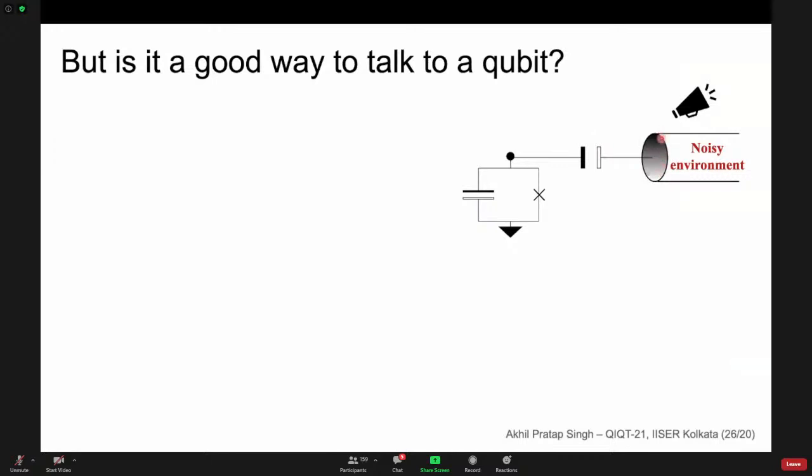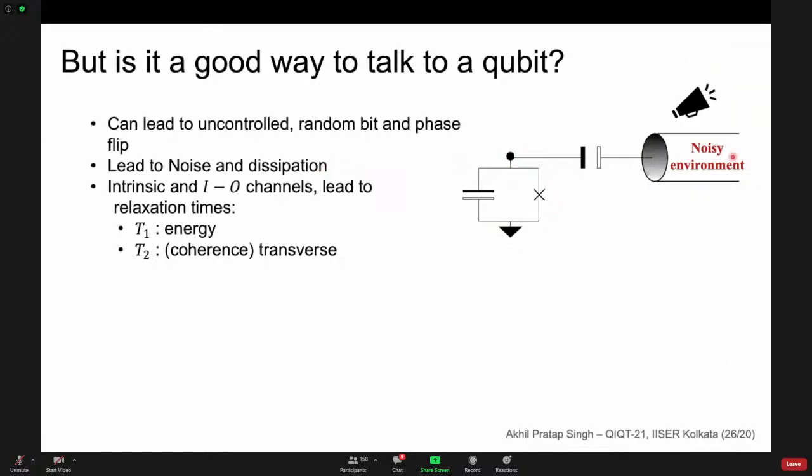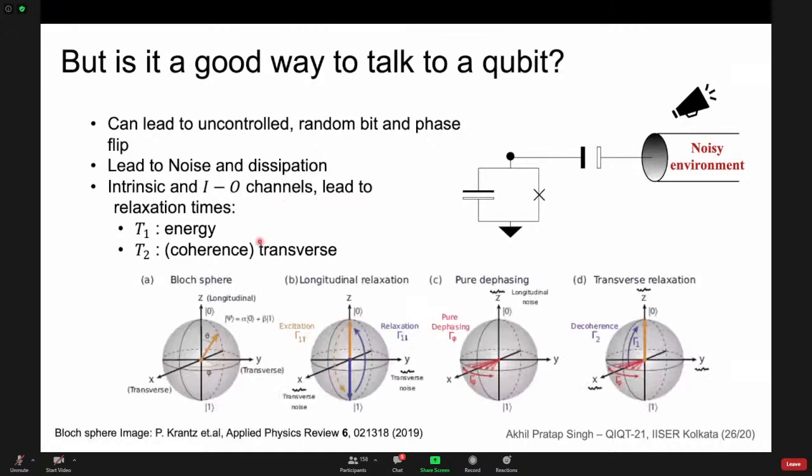But if we directly control it, if we send our signal through it, with the signal also goes noise, and it disturbs the state of the qubit. So if we just put in a signal, it brings noise, and that can lead to uncontrolled random bit and phase flip errors. It leads to noise and dissipation. And there can be intrinsic losses as well. Also, the input-output channel leads to two different kinds of relaxation times, which we can see here.